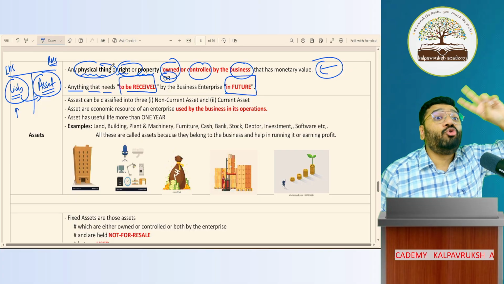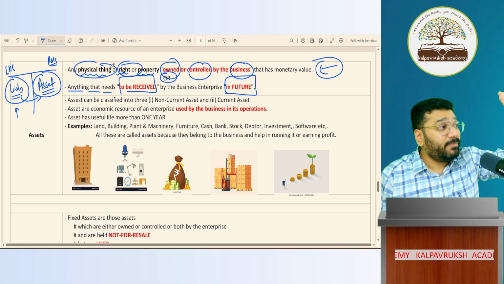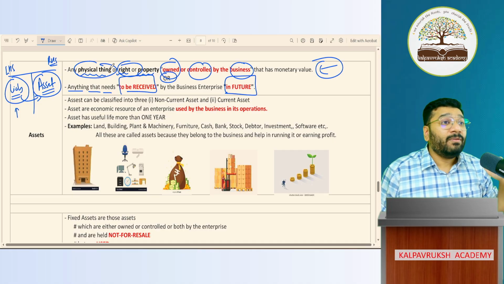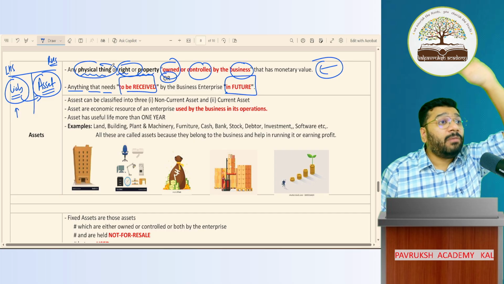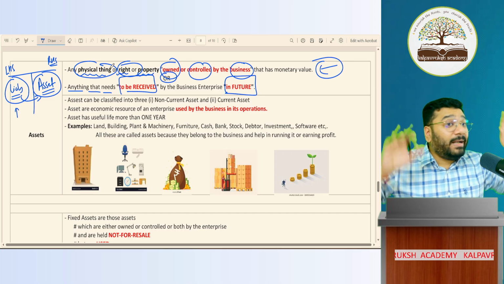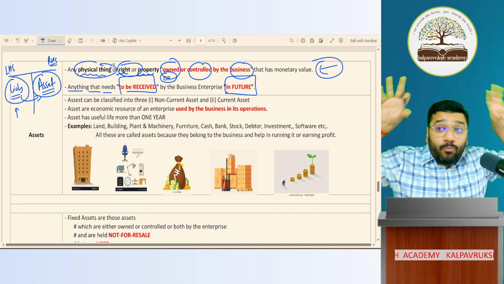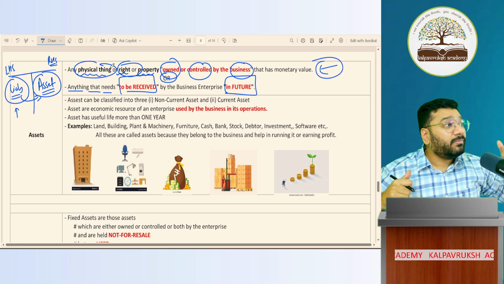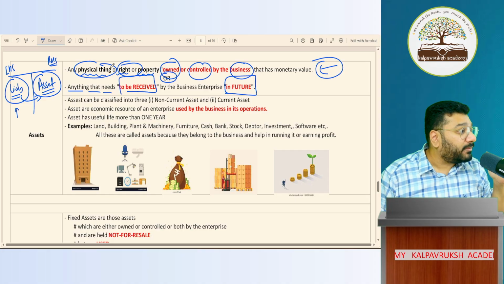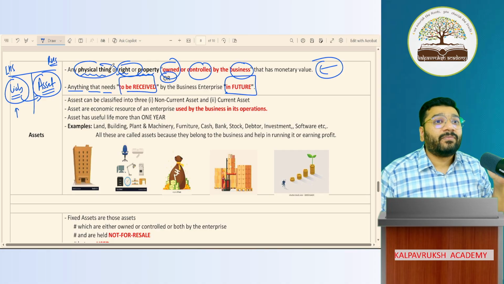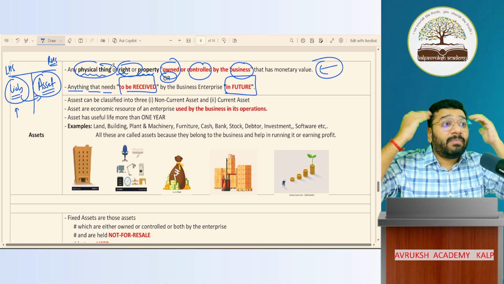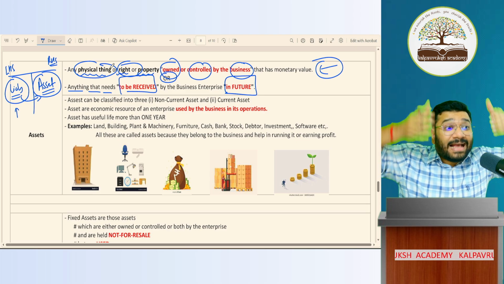Mukesh Ambani's got 200 plus buildings. Is it possible for the businessman to remember everything? Mukesh Ambani's got money in almost 20 banks. In 20 bank accounts, he's got money. How much money is there in which bank account? Is it possible for business people to remember? Not possible. So asset is a replacement of our memory. What we cannot remember, the asset will remember.